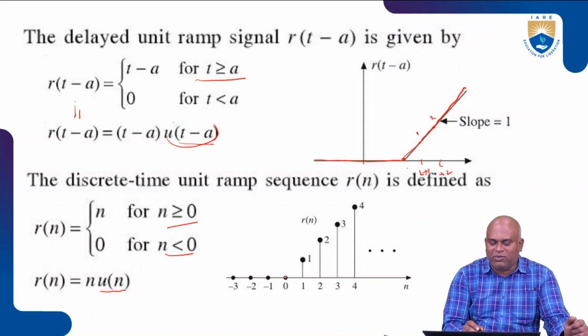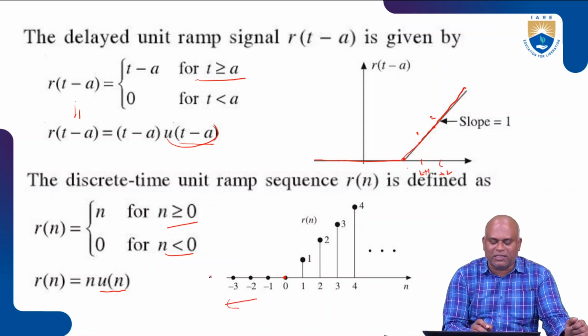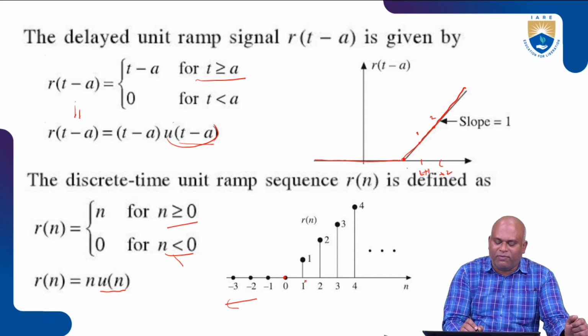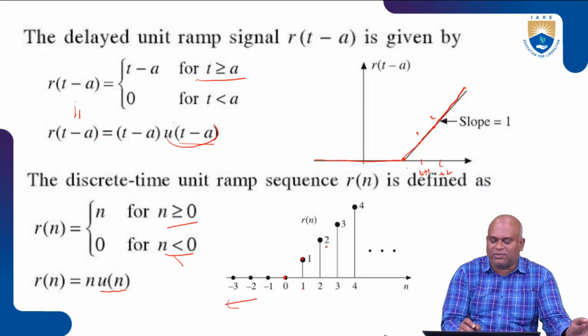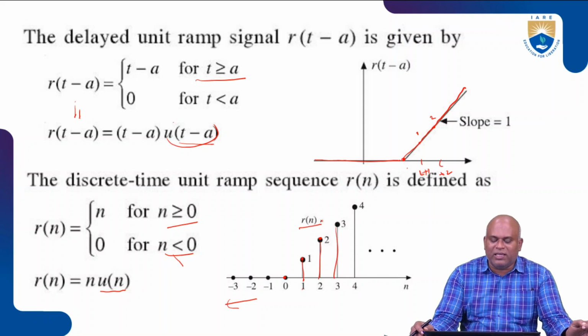When n equal to 0, it is represented as 0. For all negative values it is represented as 0 because n is less than 0. Then at 1 it is represented as 1, at discrete interval 2 it is 2, and at 3 it is 3. After that you join all the points. This is what we call the discrete unit ramp sequence.